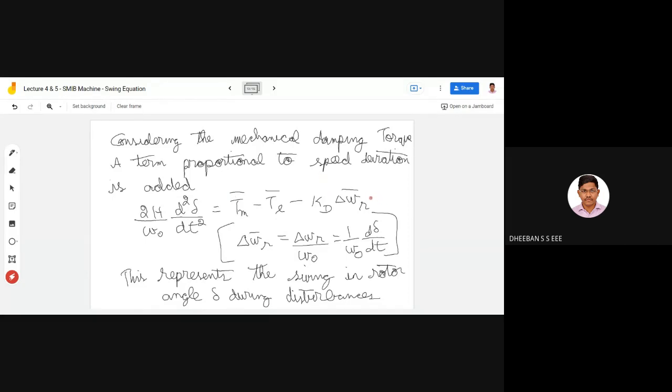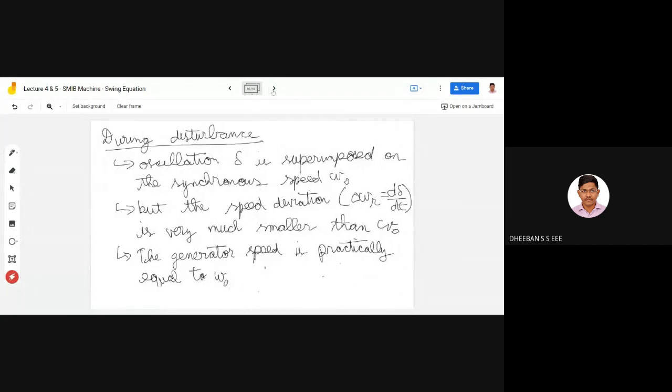Okay, and we have represented this with respect to your torque, and next you have to represent this with respect to your power. And before getting into that, we will be coming to some conclusions through this equation.